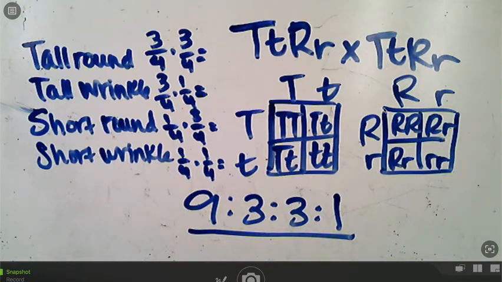Any questions? You should have gotten 9 to 3 to 3 to 1. 9 of the dominant, 3 of each of one dominant, one recessive, one recessive, one dominant, and then 1 of the littles. And that wasn't about a fraction of the time it would have taken you to do that big old Punnett square. Did someone have a question?